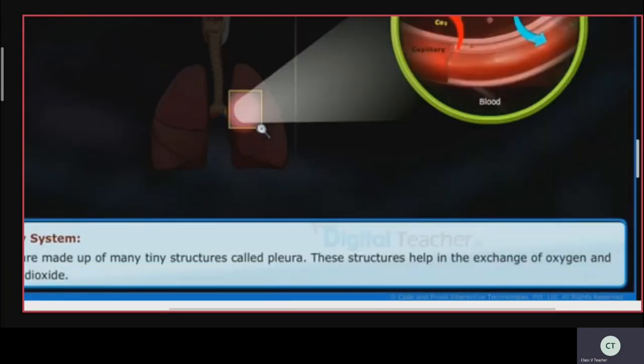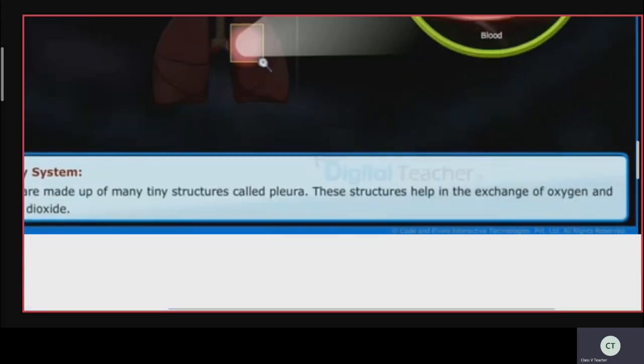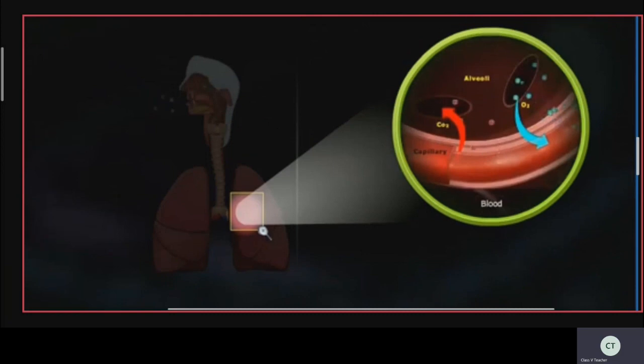Now coming to the next point. What happens in the air? See, carbon dioxide and oxygen. Blue color is called carbon dioxide. Light color is called oxygen. So this is the blood. In the blood, it purifies the oxygen. Okay, the lungs are made up of many tiny structures. These structures help the exchange of oxygen and carbon dioxide. In the trachea, we have these two things. Where can you see the lungs? In the lungs, what will the lungs do? It will purify the air.